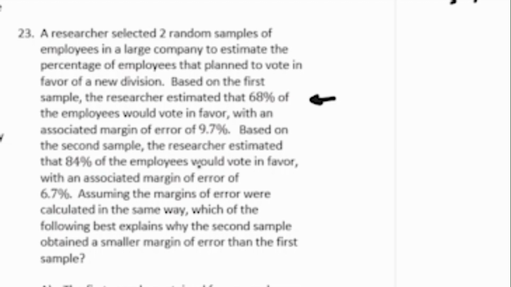Based on the second sample, the researcher estimated that 84% of the employees would vote in favor with an associated margin of error of 6.7%. Assuming the margins of error were calculated in the same way, which of the following best explains why the second sample obtained a smaller margin of error than the first sample?